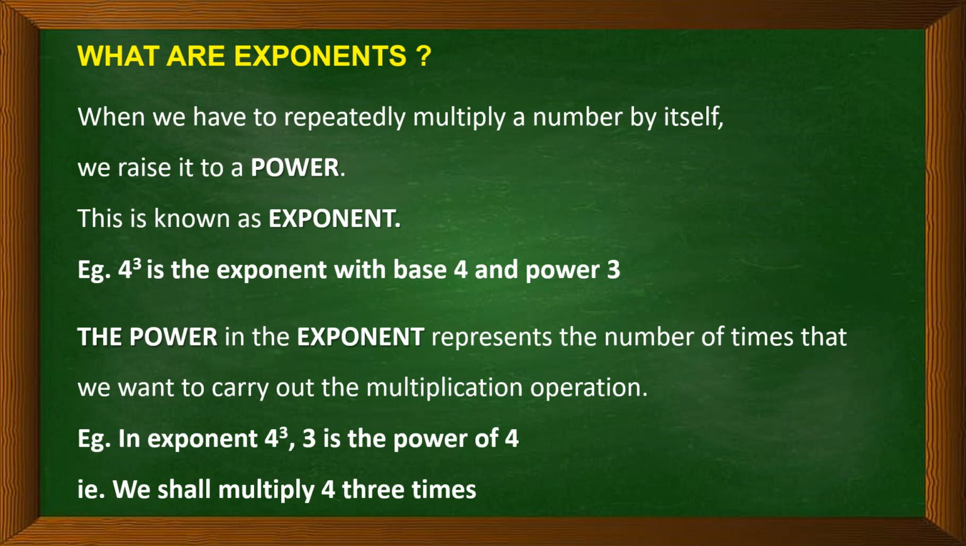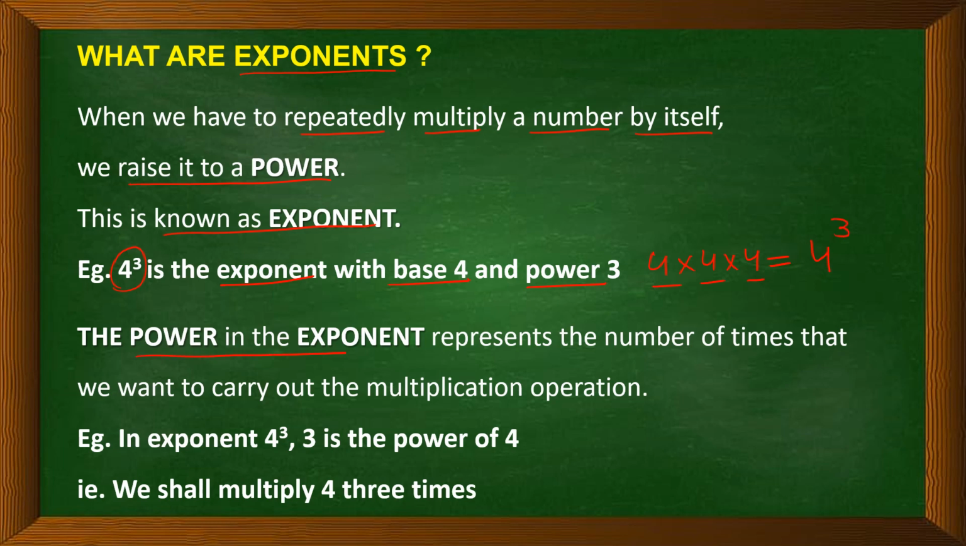Now, first of all, what are exponents? When we have to repeatedly multiply a number by itself, we raise it to a power, and this is known as exponent. For example, 4 cube is the exponent with the base 4 and power 3. That's why we can write it 4 into 4 into 4. That means we have multiplied the number 4 3 times. That's why it is 4 raised to power 3.